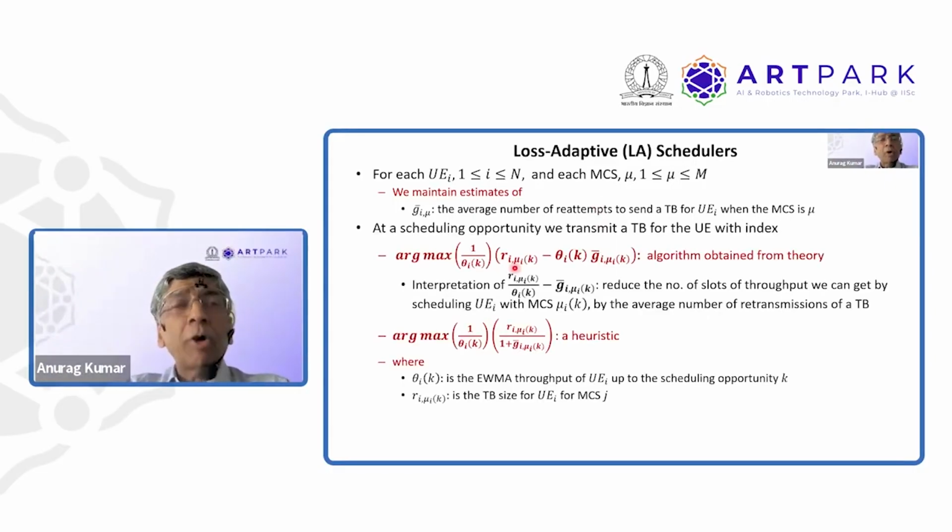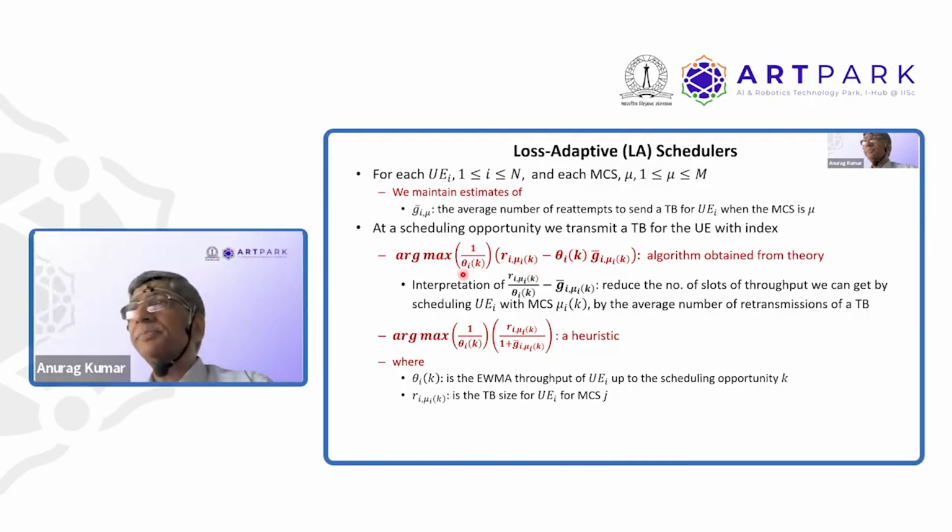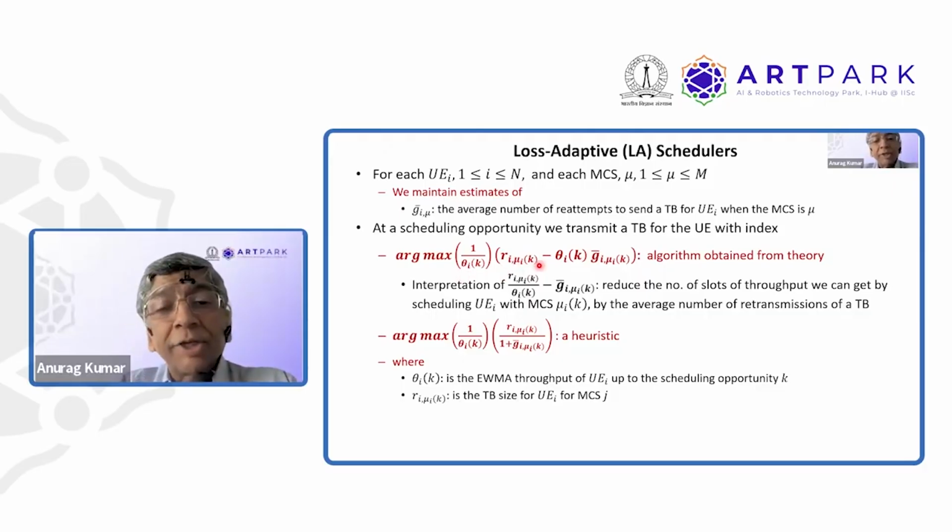Okay? And then I modify the proportional fair scheduling in the following way. Let's cover this for a second. This is your classical proportional fair scheduler. You take the current rate and divide by the throughput. What I do is I subtract from this rate the throughput that I have got so far, multiplied by the corresponding element in that matrix.